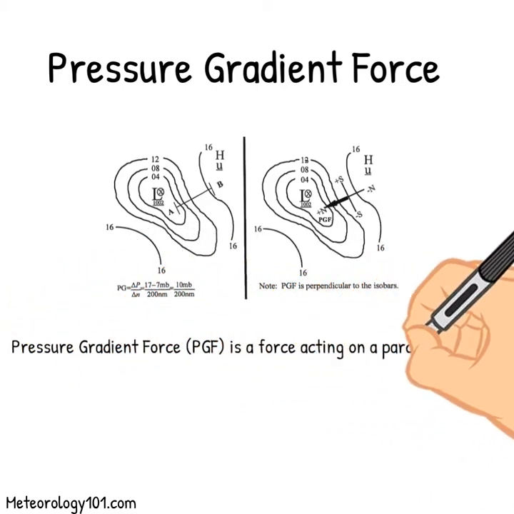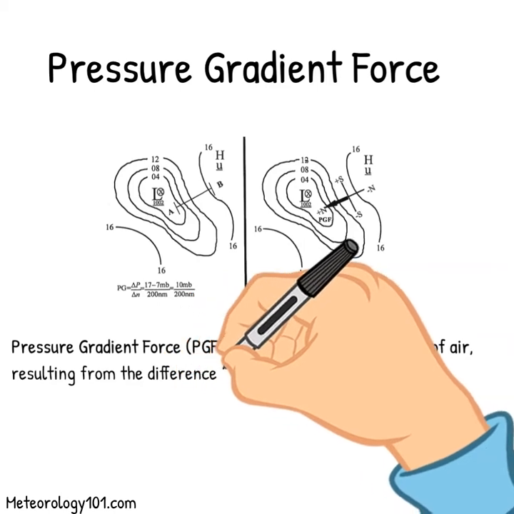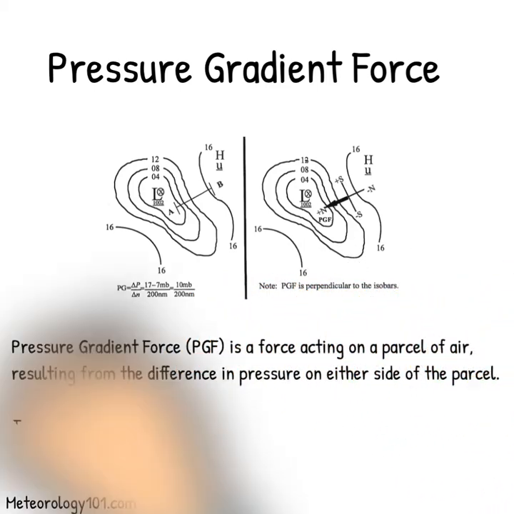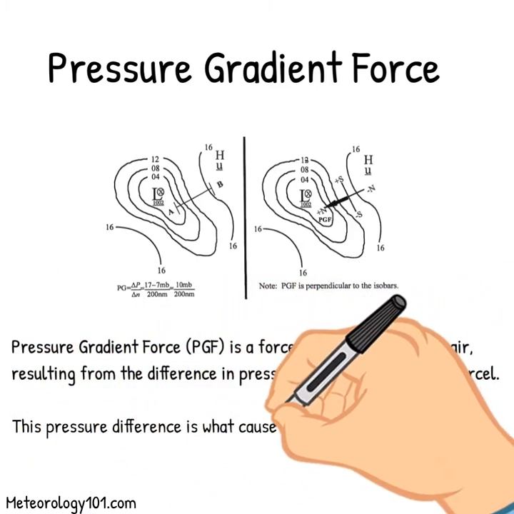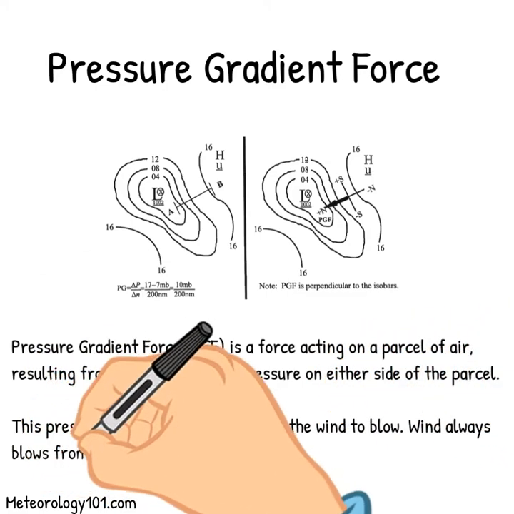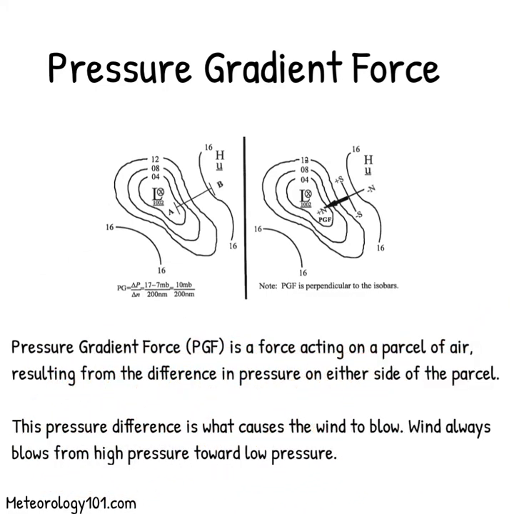Pressure gradient force is a force acting on a parcel of air, resulting from the difference in pressure on either side of the parcel. This pressure difference is what causes the wind to blow. Wind always blows from high pressure toward low pressure.